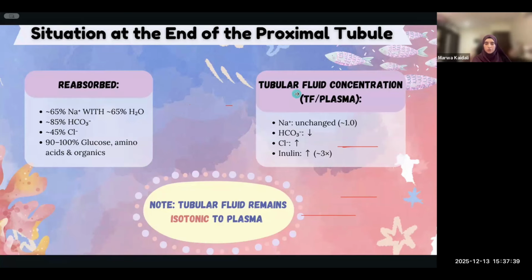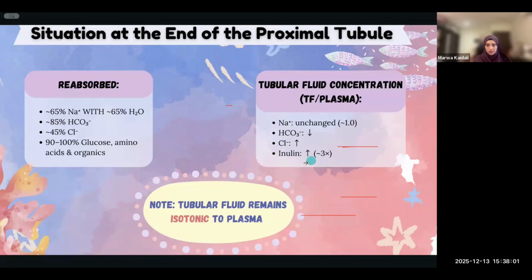Now, when we look at the tubular fluid concentration, we're going to look at sodium. And as we mentioned earlier, the ratio is going to be about unchanged. And for bicarbonate, it's going to be less than one, so it's going to be decreased because of the reabsorption. For chloride, as we mentioned, it is going to be increased, more than one, because it gets reabsorbed later on in the tubular fluid.